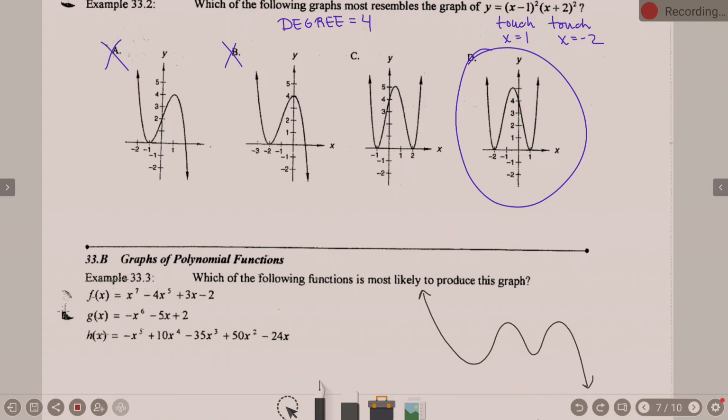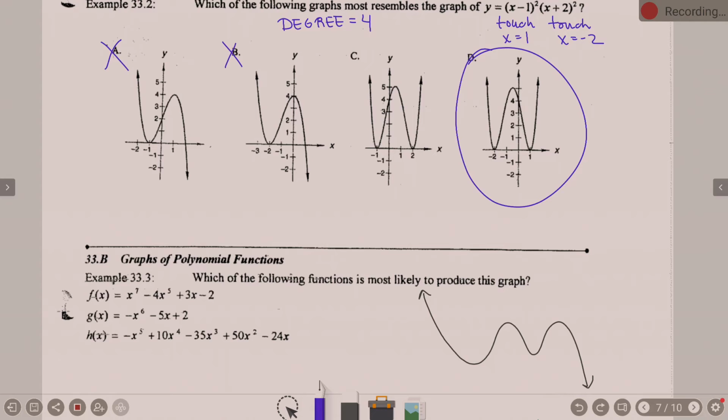Okay, so again, this is without punching all those lovely things into your calculator. This is just looking at f of x, g of x, and h of x. Thoughts on maybe what we can talk about here?